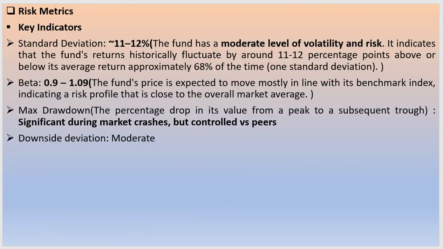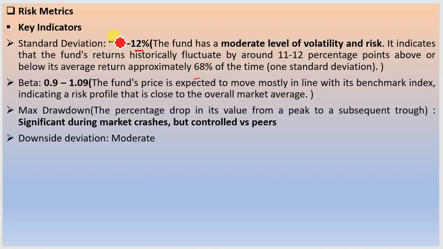Now move to risk matrices. What are risk matrices? Key indicators are standard deviation. Standard deviation is 11 to 12%. The fund has a moderate level of volatility and risk. It indicates that the fund's returns historically fluctuate by around 11 to 12 percentage points above or below its average return, approximately 68% of the time.